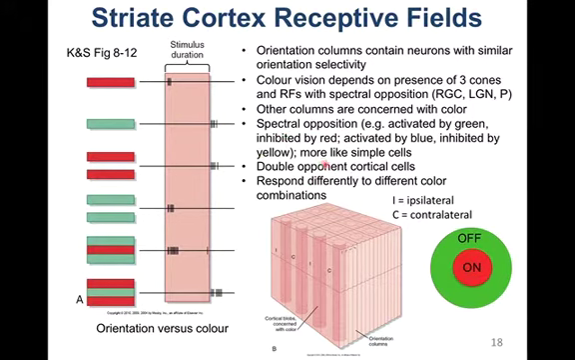Okay, so double opponent cortical cells are responsible for color, and they will have orientation selectivities that are summed, similar to what we discussed on the previous slide. And so the key point is they respond differently to different color combinations involving cone opponent colors, right? Red and green versus blue and yellow.